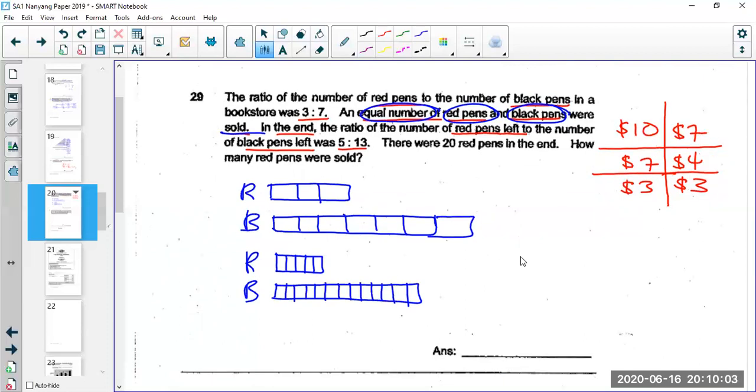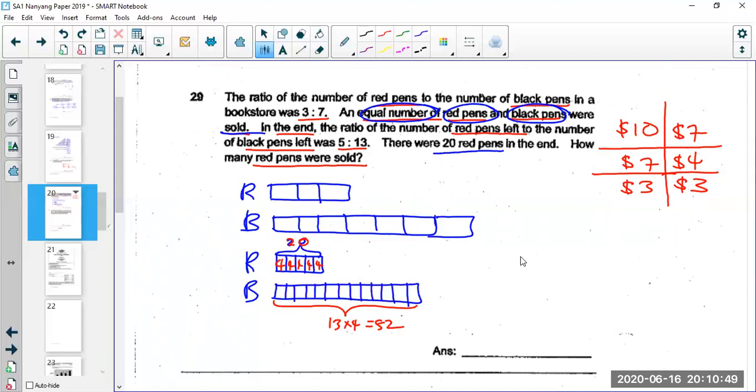There were 20 red pens in the end. This is 20. Then you can find how many red pens were sold. If you don't know where to put the question mark on the model, you can leave it out. There were 20 red pens in the end, so divide by 5, that'll be 4. Every box is 4. How many blue pens over here? You can see there are 13, so 13 times 4 gives 32. So you have 32 blue pens.